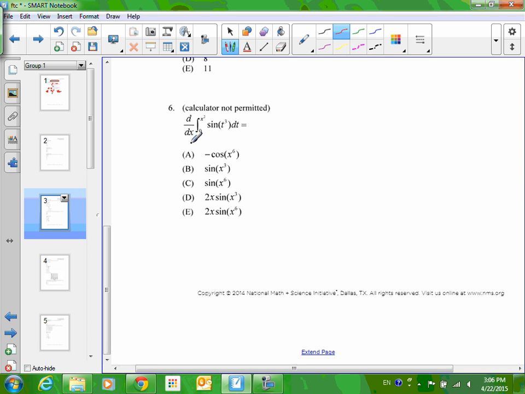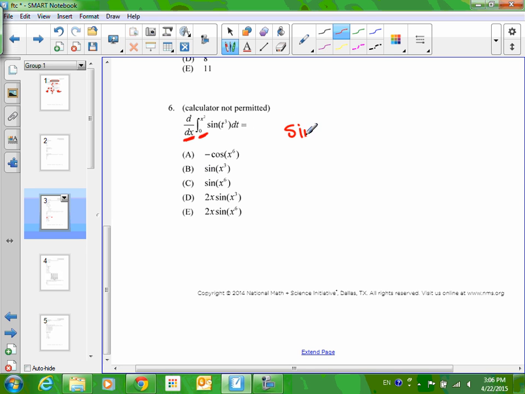Okay, so here's the deal. I just put second fundamental theorem on your radar. But when you're working through these problems, how are you going to know that it's second fundamental theorem? There's a derivative and an integral. When you are deriving an integral, I'm going to repeat that over and over again. It's easy to miss, though, when it's mixed in with all the other problems.